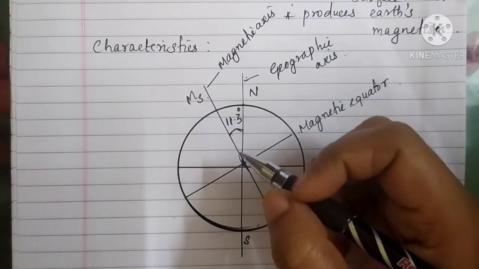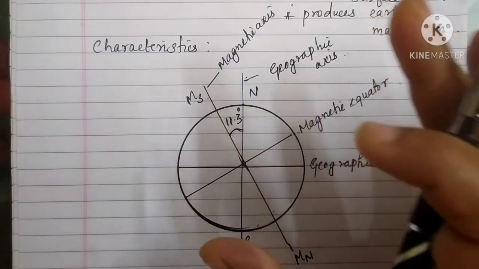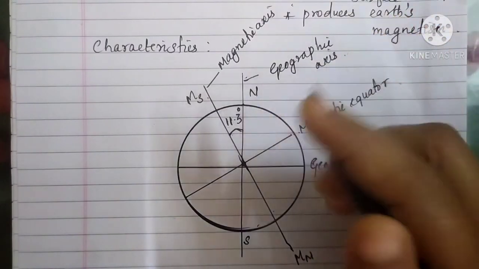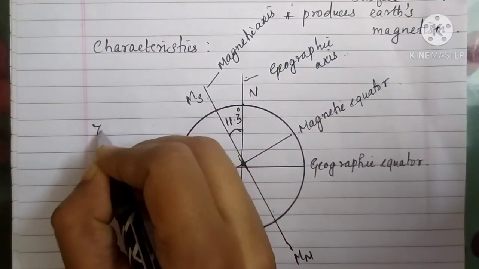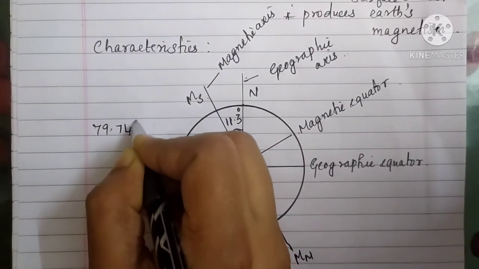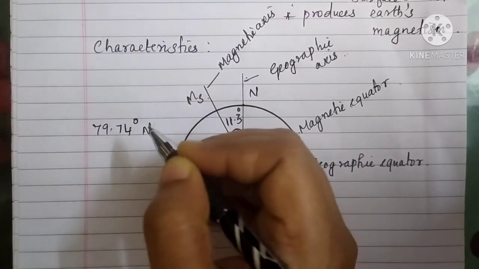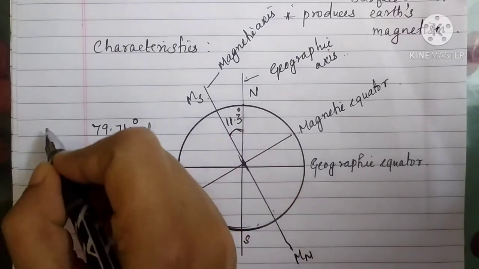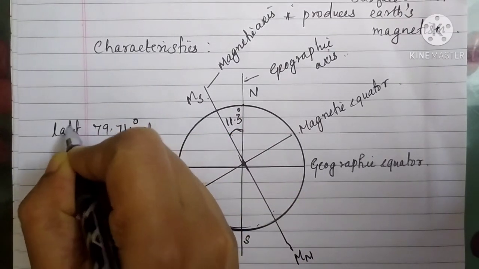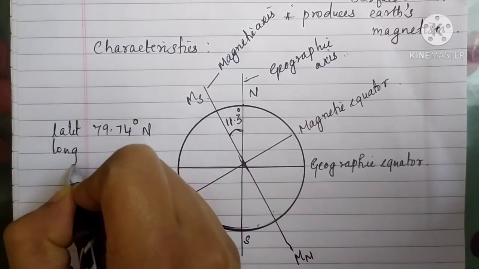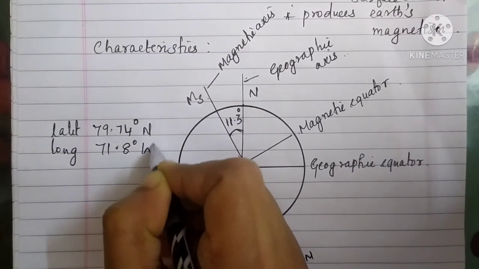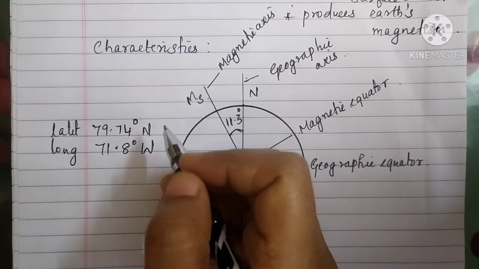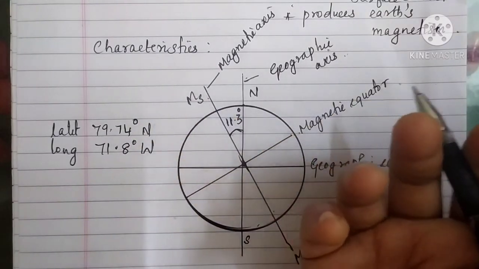So here you have to identify the latitude and longitude, just know this. There is a north magnetic pole located at 79.74 degree north latitude. Okay, this is the latitude, and longitude 71.8 degree west, a place somewhere in North Canada.